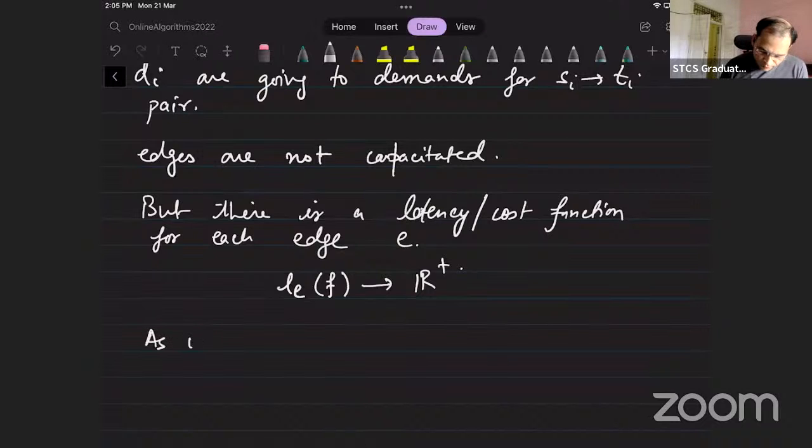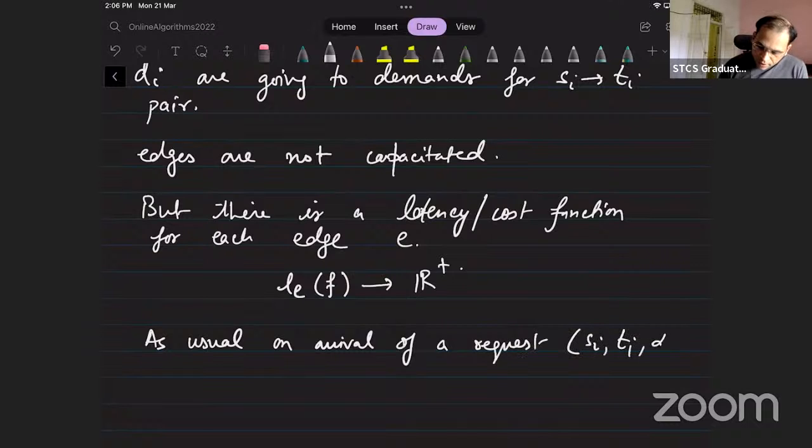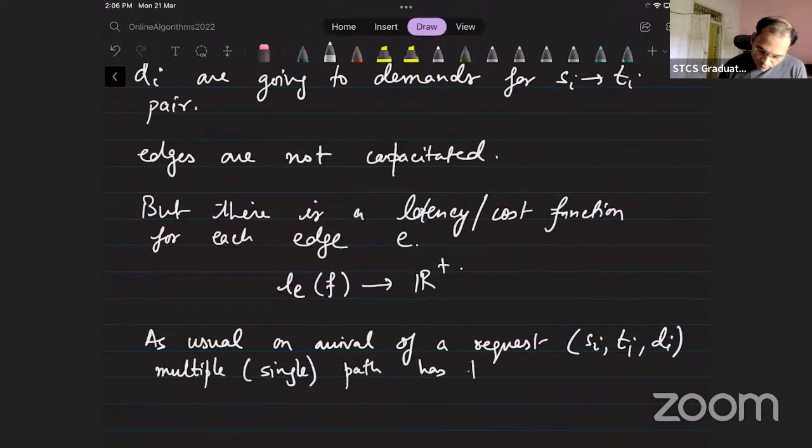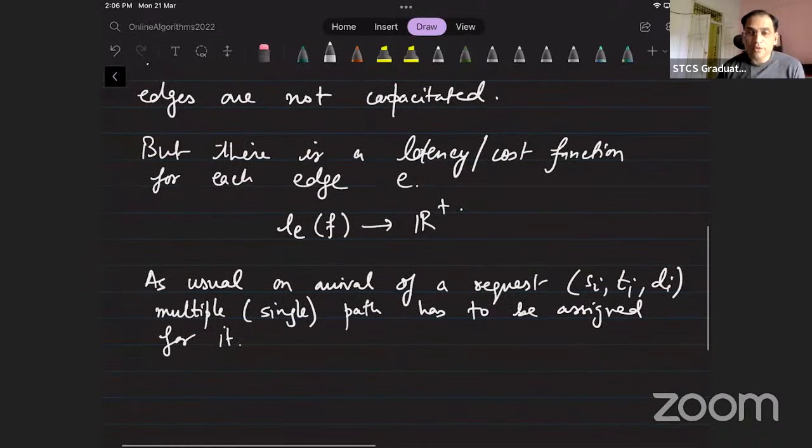As usual, on arrival of a request, which is a tuple (Si, Ti, Di), a path, or multiple paths, or a single path, has to be assigned for it. Multiple in the splittable flow problem, single in the unsplittable flow problem.